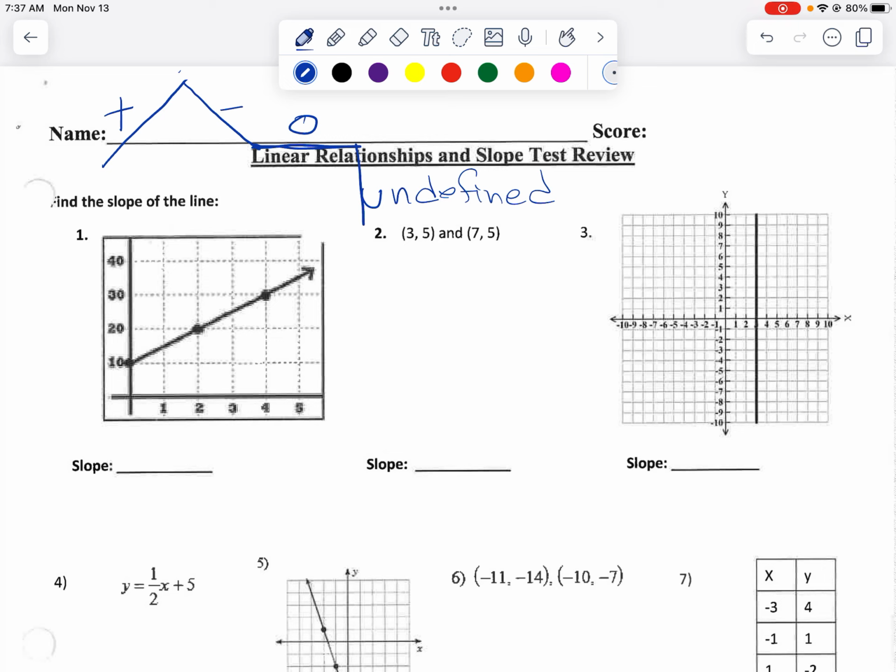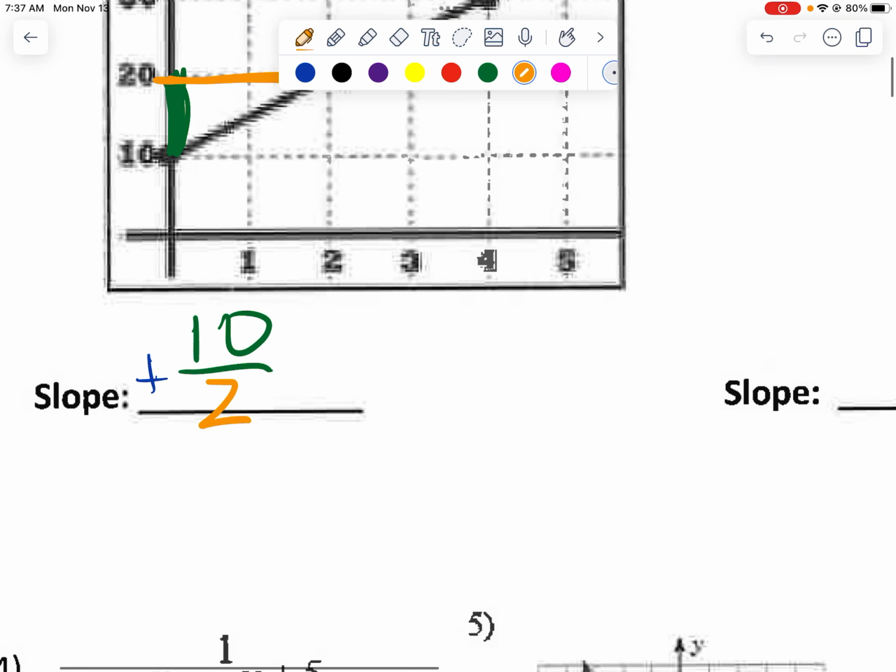So as I look at this one, this is a positive slope. So I'm just going to write positive. So I'm going to go up. How far up do I go? I went from 10 to 20. So that's 10. How far over did I go? I went over 2. So that means my slope for this one is going to be 5.